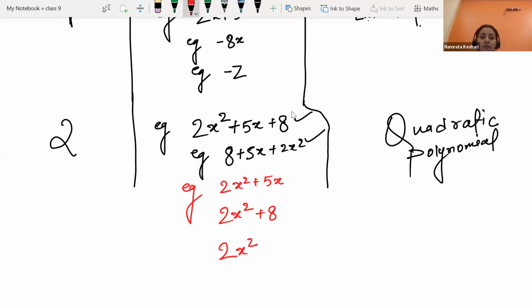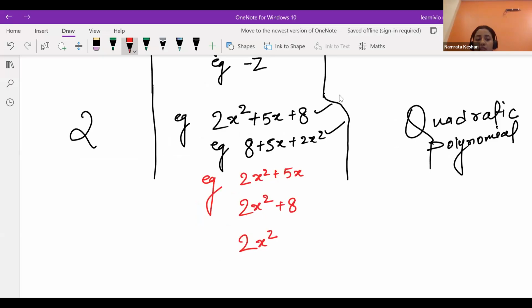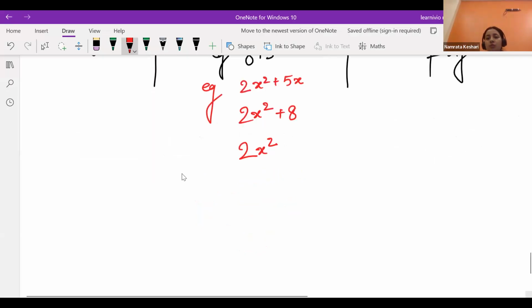Getting it? Naisha and Pranav? Yes, ma'am. Are you getting it, Naisha? Yes, ma'am. Okay. So a degree 2 polynomial means if other terms are there, well and good. If not, the variable's power 2 must be reflecting over there. Now degree 3 polynomial.